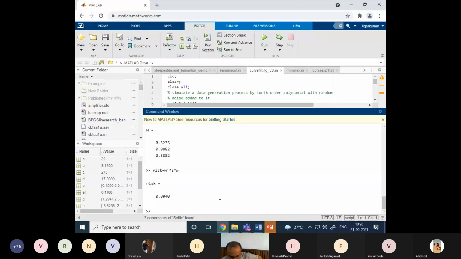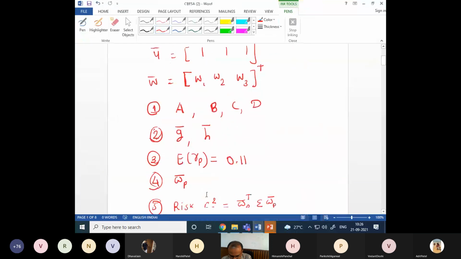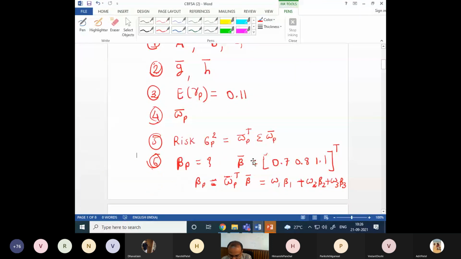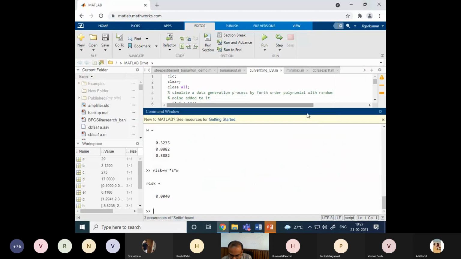Then the beta of the portfolio. Now we don't know the beta matrix here, but we have been given this beta matrix. So I have already created this beta matrix in theoretical discussion. So beta bar is 0.7, 0.8, 1.1. The WP bar matrix I have calculated. So I have to just frame the beta matrix and then write WP transpose into beta, which will be my portfolio beta, the beta of the portfolio.